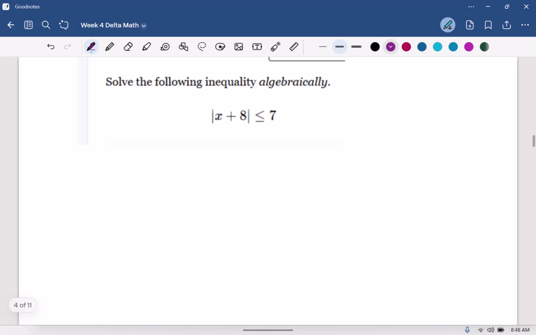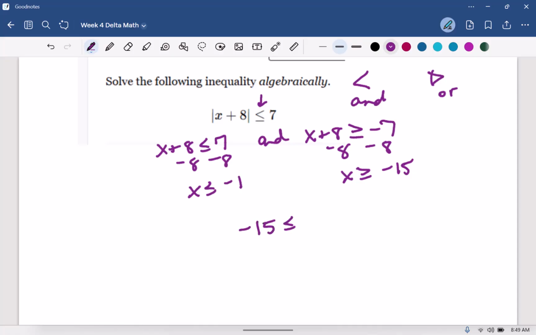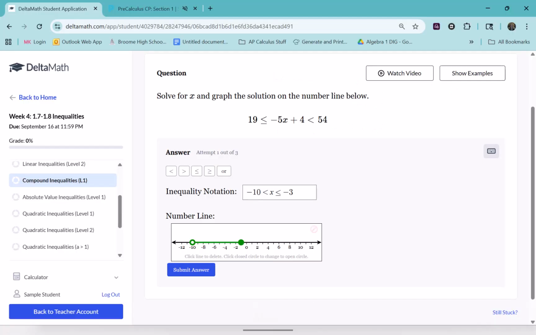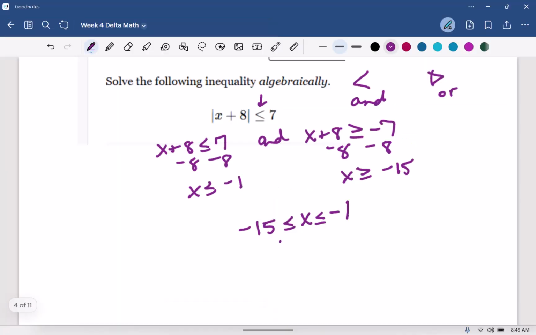The next section is the absolute value. Remember that if it looks like a C, it's and, and if it looks like a D, it's or. So this one looks like a C, so it's x plus 8 is less than or equal to 7, and x plus 8 is greater than or equal to -7. -8, x is less than or equal to -1, -8, x is greater than or equal to -15, and this is the one you do have to put back together. So that's -15 is less than or equal to x is less than or equal to -1. Let me see if you have to put that in inequality notation. Yes, you do. So that would look like this.